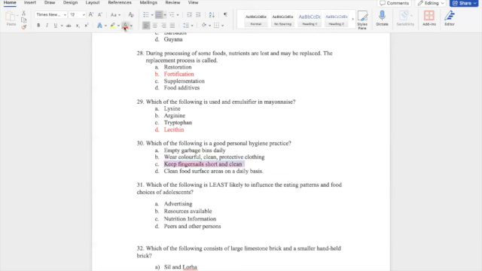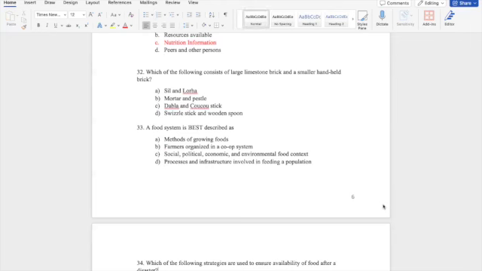Which of the following is least likely to influence eating pattern and food choices of adolescent? Advertising, nutritional information. Because when they look at the package, they don't think about the nutrients. They just say, I like this food item, and that's it. All right. 32.